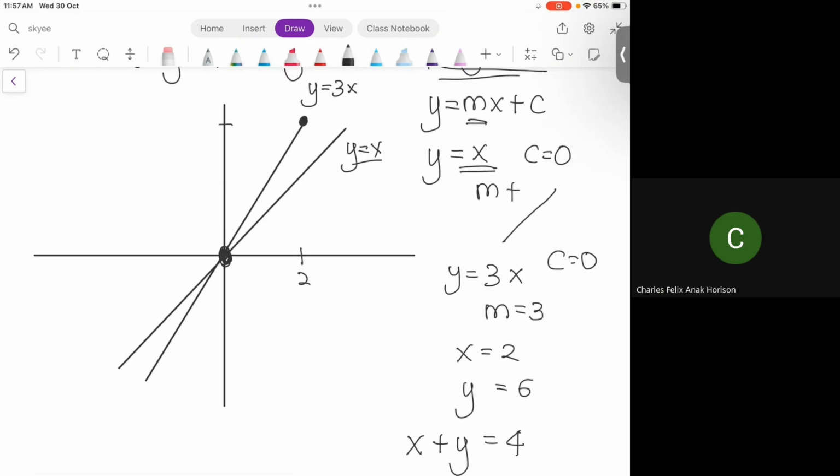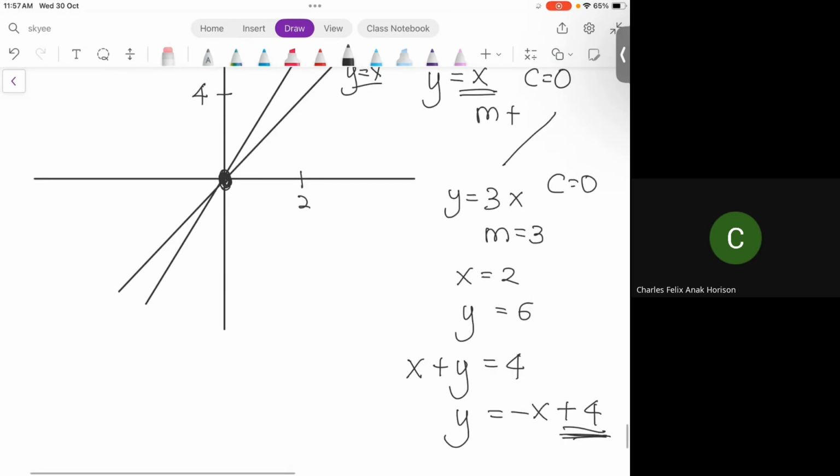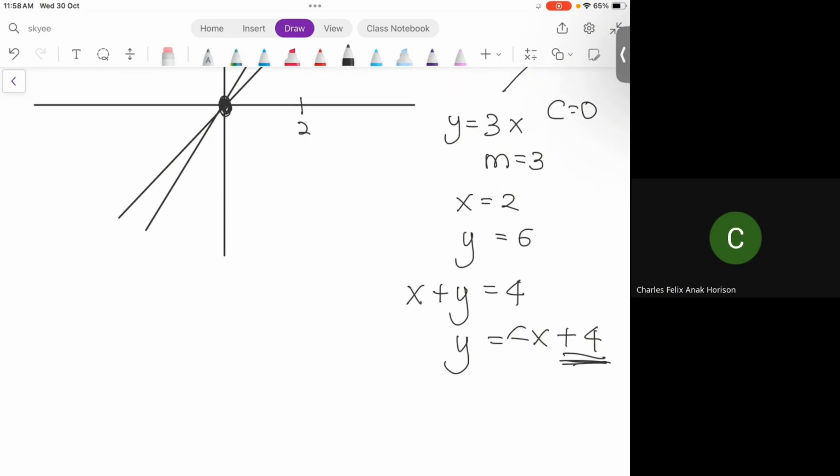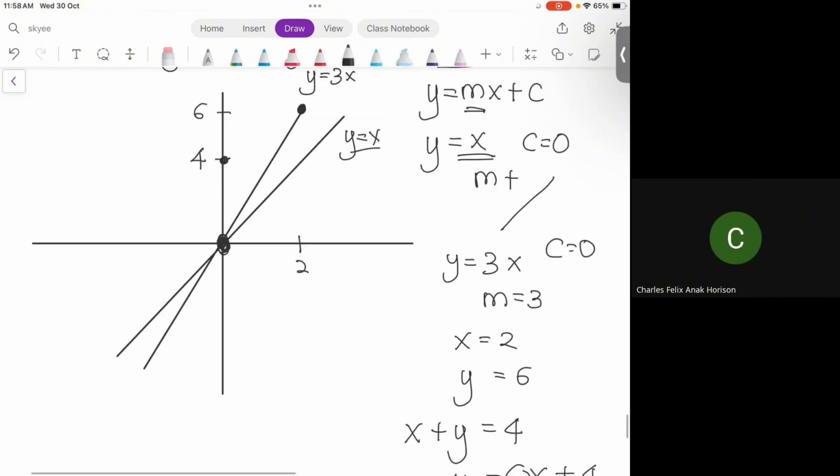Just now I said this is 6, right? So might be 4. 4 is here, okay? So this line will be touching this point, and you need one more point to plot, right? So the m over here is negative. Negative means that it is going down. So when it goes down, it will touch your axis x.